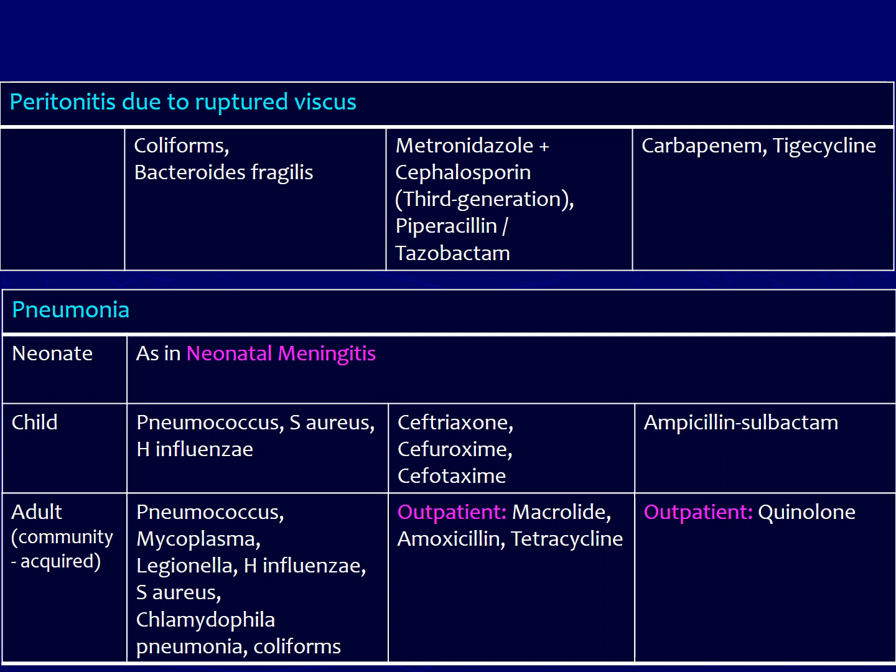In the adult, usually community acquired infection is there in pneumonia, in specific barracks, in the hostels and other wards, etc. The patient is acquiring infection from other patients. Here, usually pneumococci, mycoplasma, legionella, etc. These are usually seen in the outpatient department. First choice, macrolides, amoxicillin, tetracycline. Second choice, quinolones.